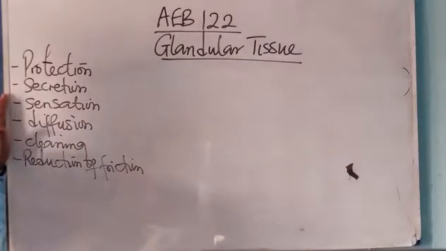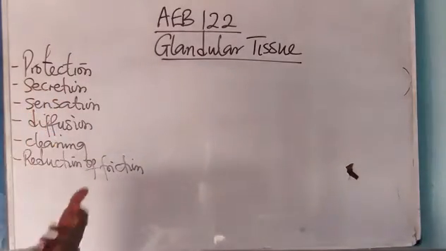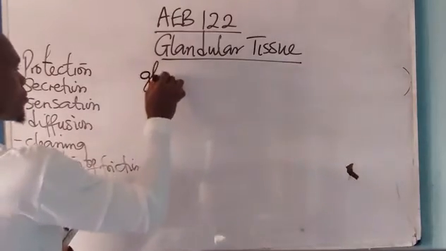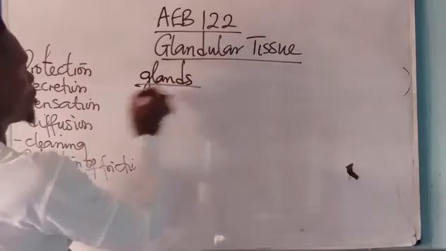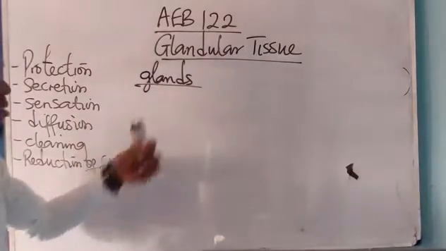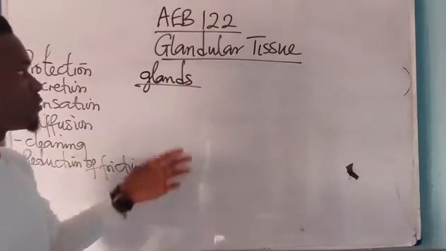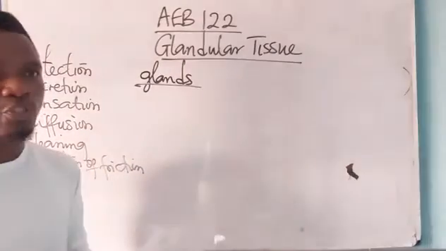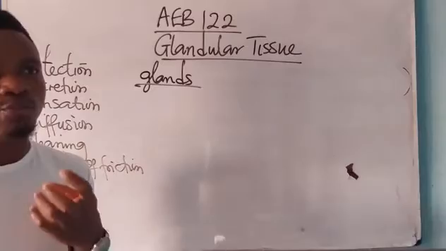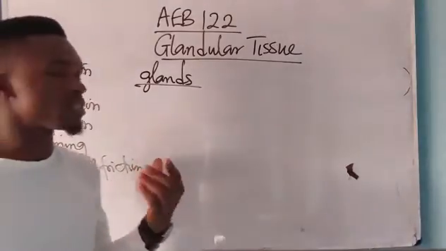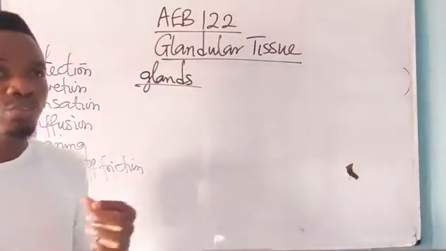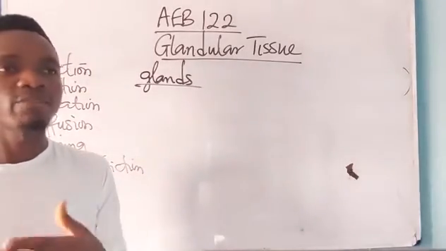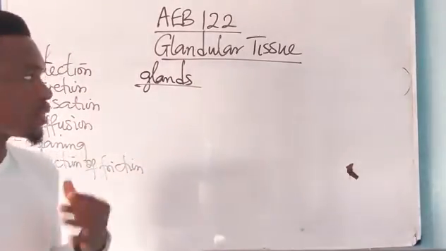Now, the epithelial tissue can be modified to form what? Glands. Glands are made up of different cells and tissues, and they are responsible for the secretion of useful substances. The substance they secrete or produce is called secretions. Secretions are different from excretions. Okay, so that is how it is.